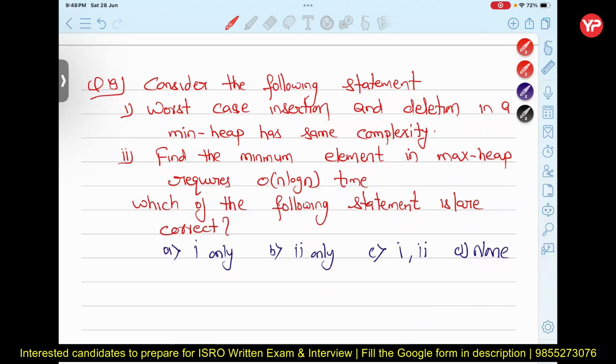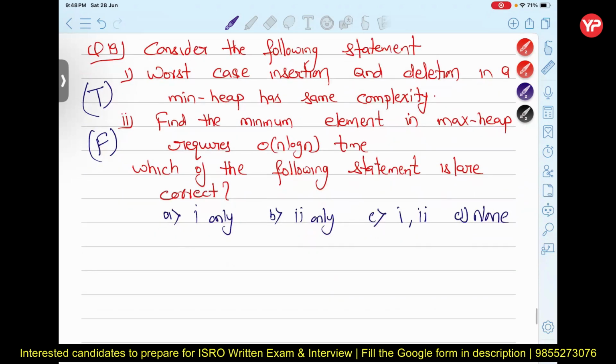Next, consider the following statements. Worst case insertion and deletion in a min heap. Yes, the worst case is log n. So the first statement is true. Second, finding the minimum element in a max heap requires n log n time. No, the optimal one requires order of n time. Why? Because if you want to find the maximum element in a min heap or the minimum element in a max heap, you have to go from the n by 2th element to the nth element. You have an array, and you need to search for an element, which will take order of n time.